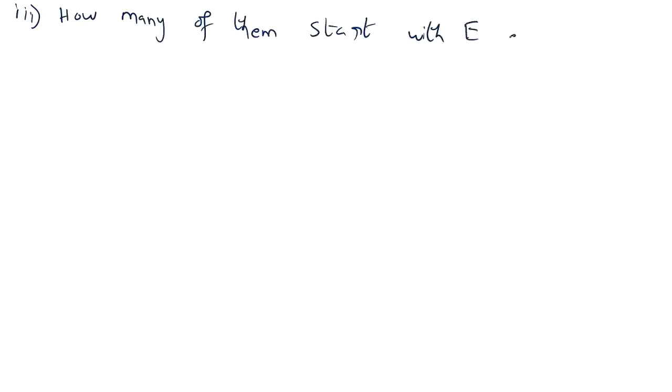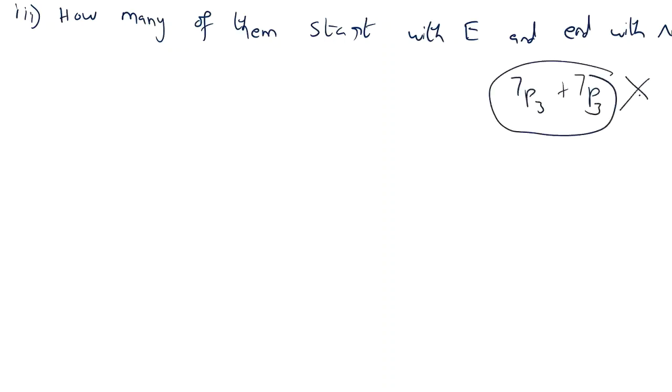Now let us move on to the next part. The next part is how many of them start with E and end with N. Now many people will write the answer as 7P3 plus 7P3, but that is not the correct answer. Why that is not the correct answer, we will see.